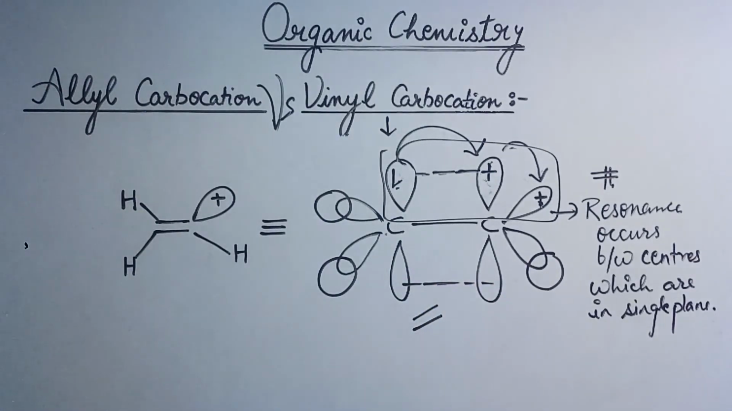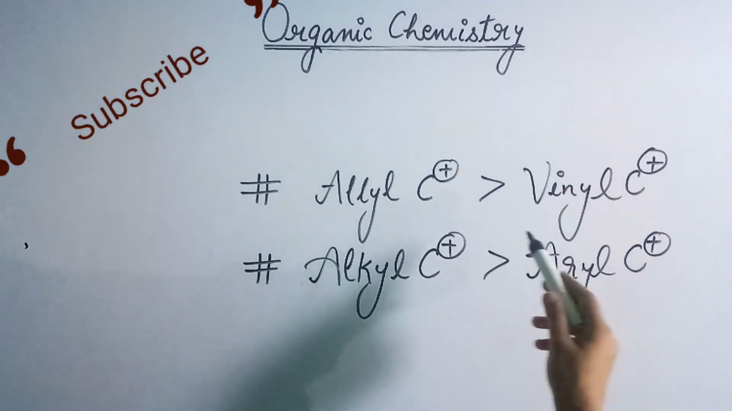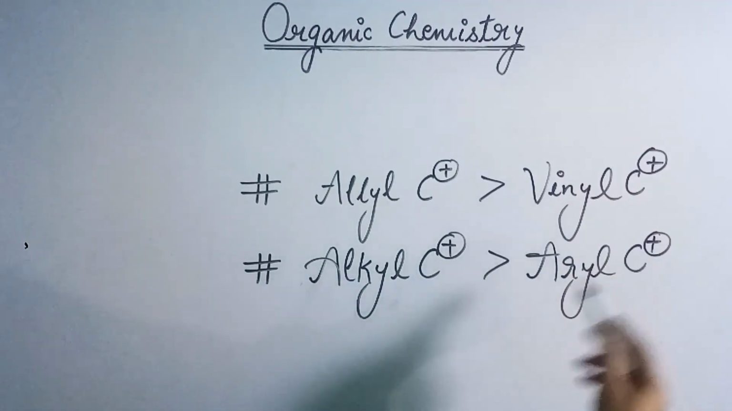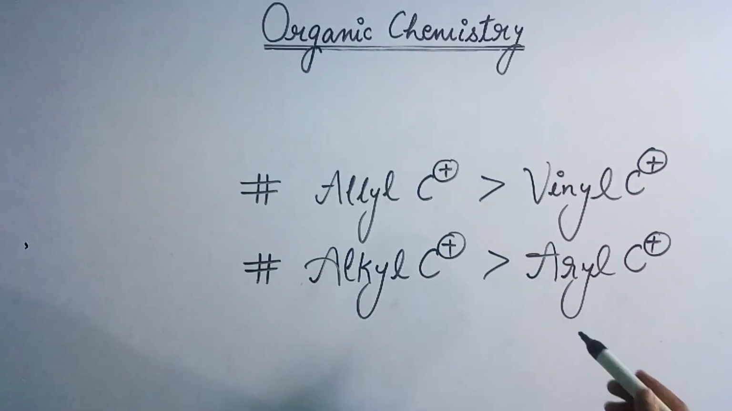and when we compare allyl and vinyl, this is not stabilized by the resonance. Coming to the conclusion, we can say that allyl carbocation is stabler than vinyl carbocation, and alkyl carbocation is stabler than aryl carbocation.